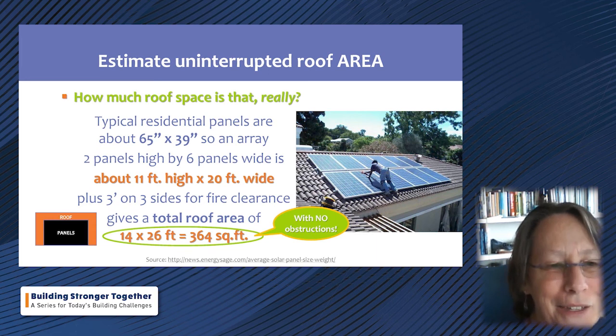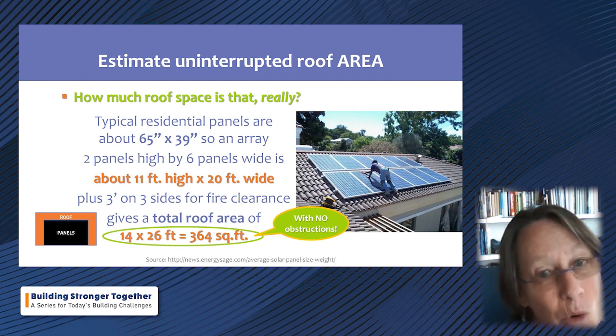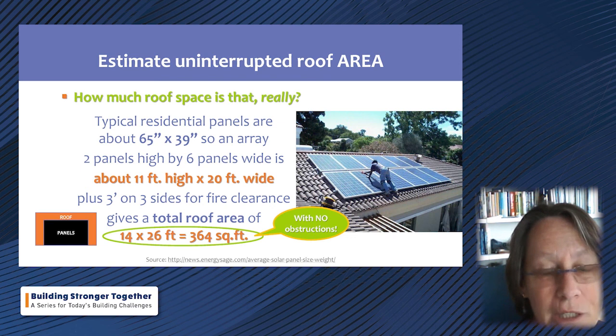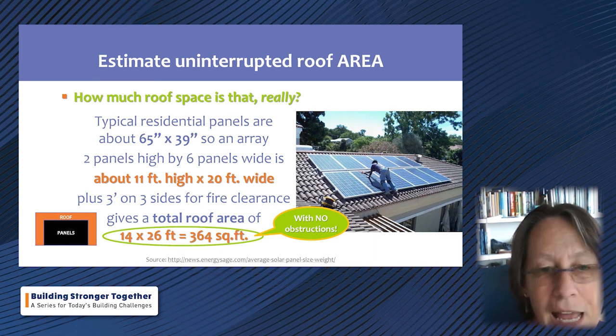Sure. But here's where it gets the "don't forget" rule, right? Even though we've got 280 square feet of roof for the panels, we need more roof than that, because in most areas, fire code requires clearance around the solar array. So again, using our California regulations, if we've got 3 feet on all sides, and we assume this is a 2-panel high by 6-panel wide array, and we add that, we're up to 364 square feet. And you'll note my little green callout: without obstructions.